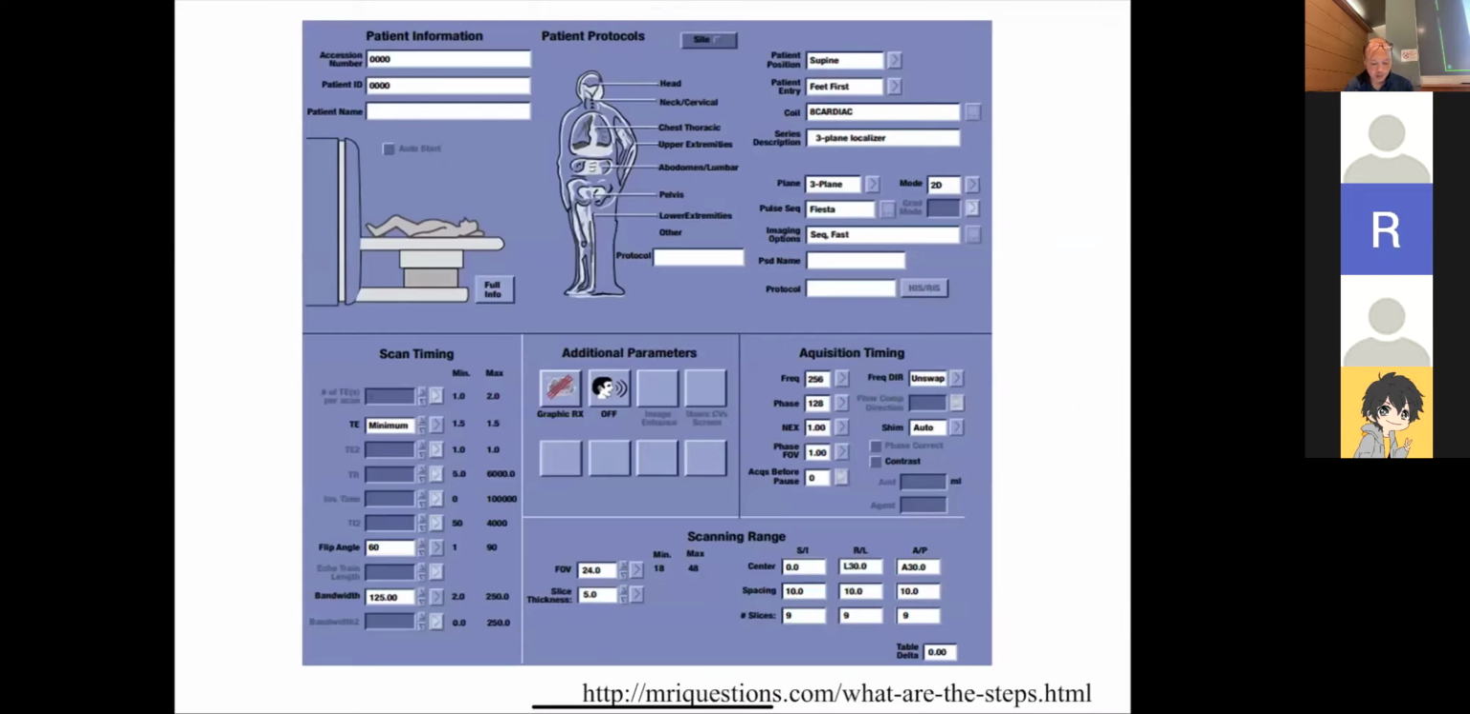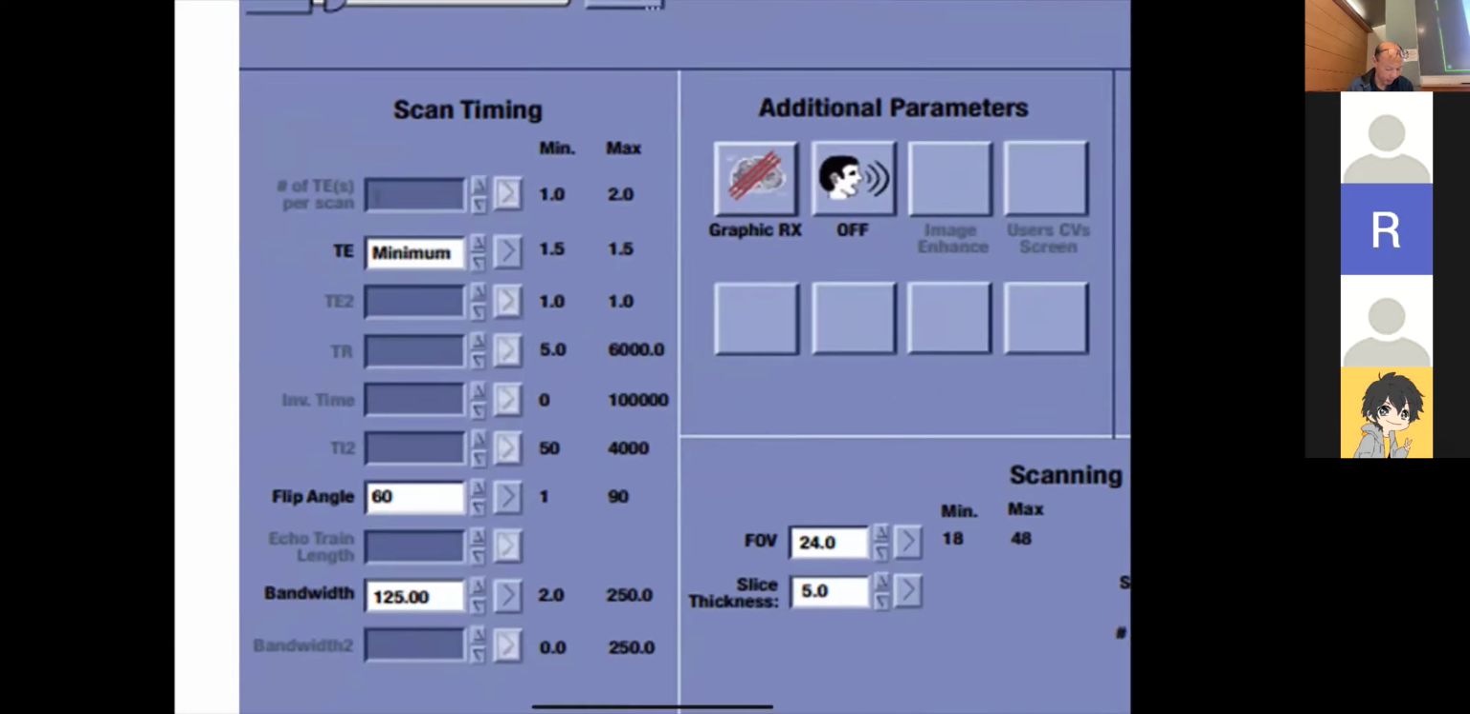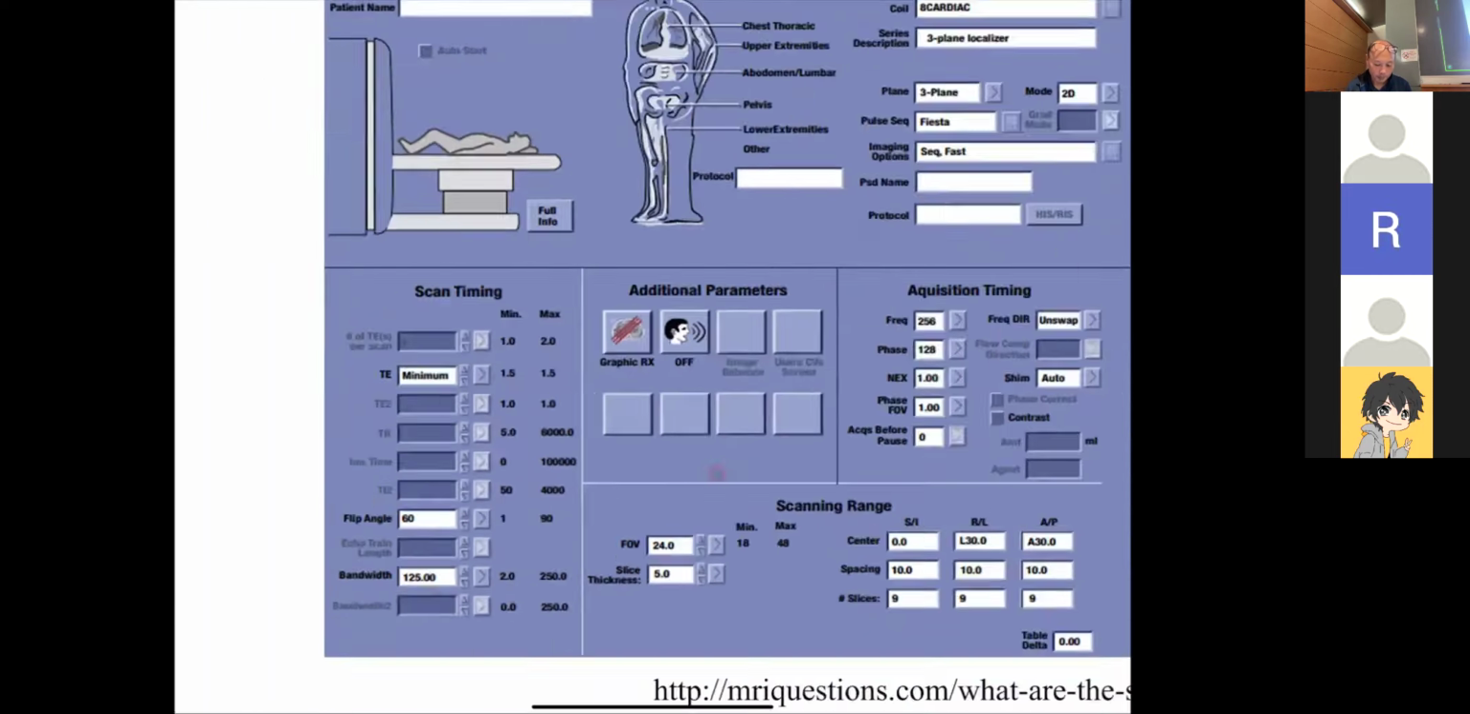Okay, and so a couple of slides just to show you how this gets translated into real life. This is actually a screenshot from a GE console. If you had a GE MRI system, you'd get very familiar with things like this. Let's take a look at some of these parameters. First of all, you'll see things like flip angle, which we've talked about before. Here's a flip angle of 60. We'll talk about echo time later. Here you're seeing field of view, 24. This is saying I want to do a 24 centimeter field of view.